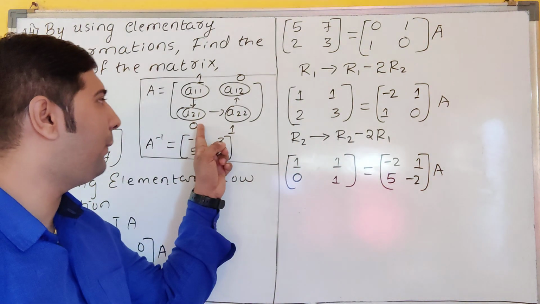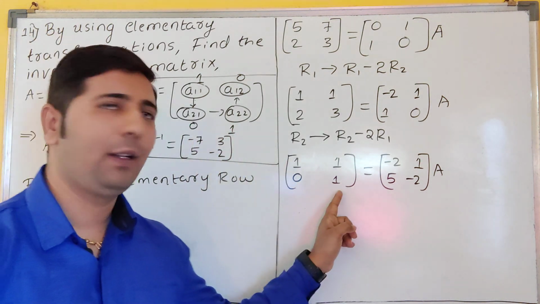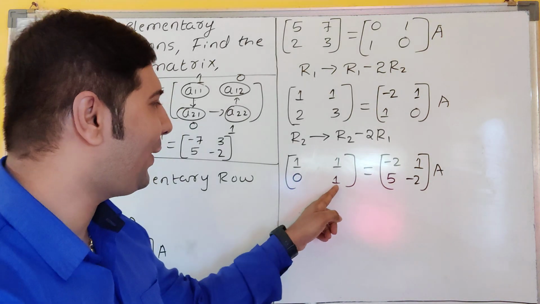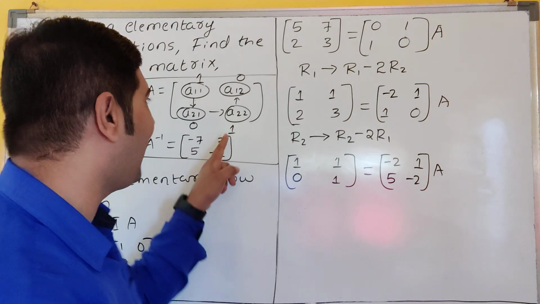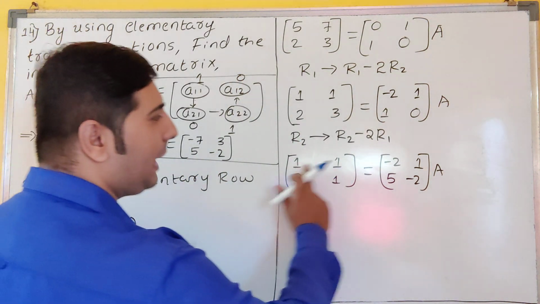Now come for the shortcut again. 0 you made here, and next I have to make this as 1. Already it is 1, dear students. The question has become easy. So this is already 1. I have to make this as 0 now. Next I have to go for what? This I have to make 0. So this is in R1 or not?